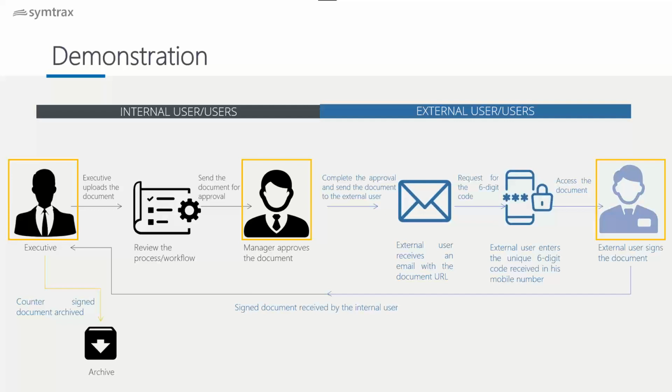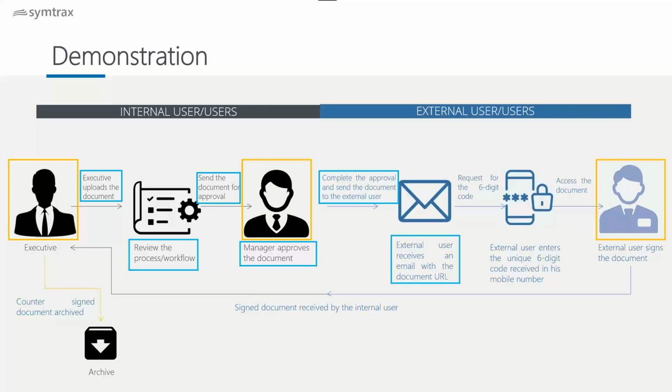I will just give an overview of the flow. The executive will be uploading a document, and he himself can review that particular workflow. Once it's done, it will be sent for approval, and the manager can approve the document. Once it's approved, the document will be automatically sent as an email to the external recipient. The email will have a URL to access the document.